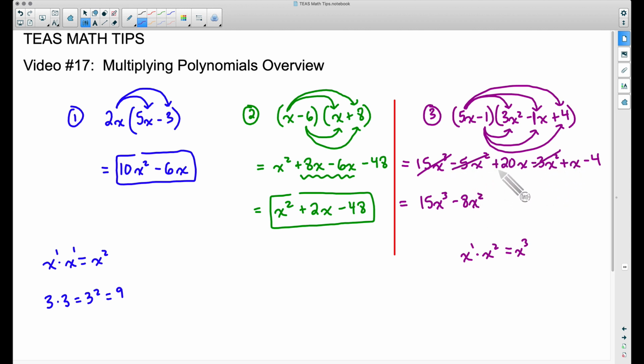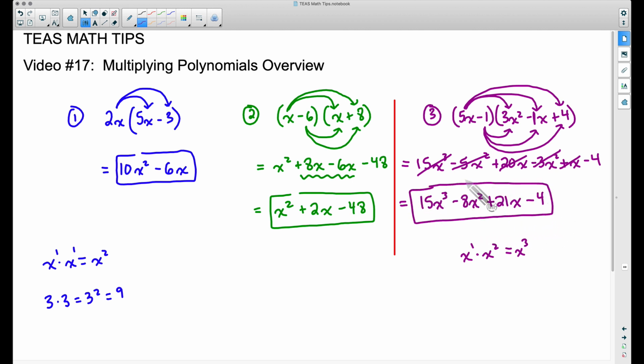So we're done with the x squared terms. Now we have our x terms. 20x plus an understood 1x. 20x plus 1x is plus 21x. And then last but not least, we had this constant term. That's a term without a variable, and that's the only one we have. So I'm going to bring down that minus 4. And this will be your final answer for that one.